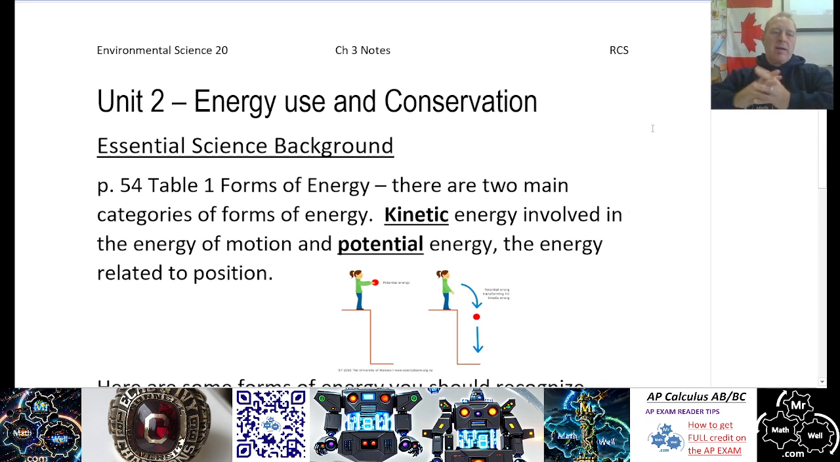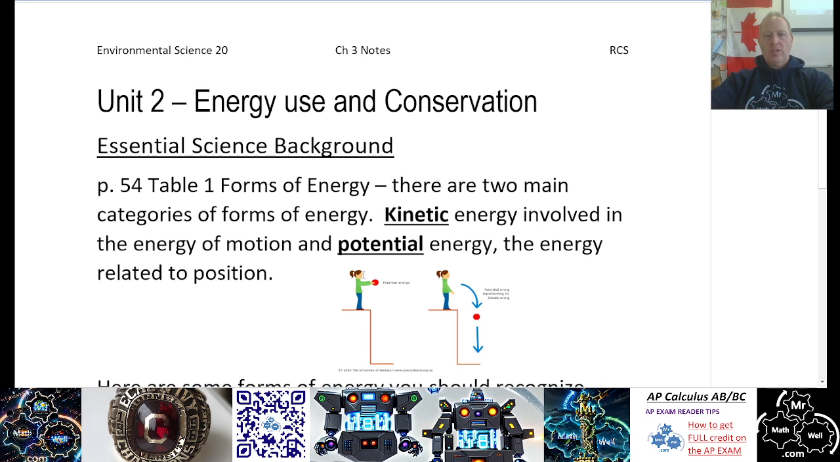So, essential science background, starting on page 54 of your text. Table 1 shows forms of energy. There are two main categories of forms of energy. One is kinetic, that is the energy involved in motion, and the second is potential energy, the energy related to position.